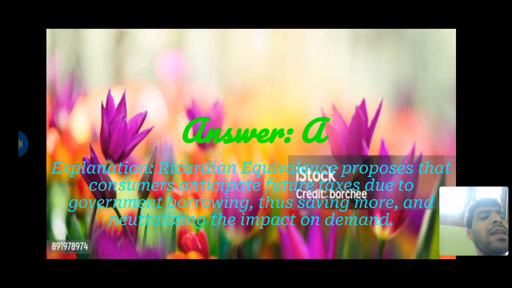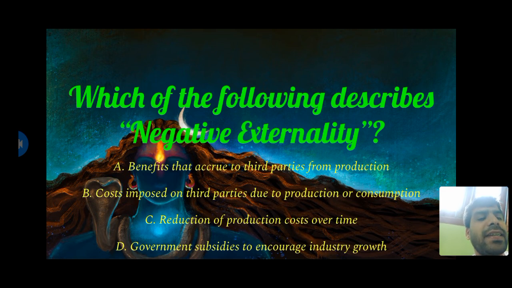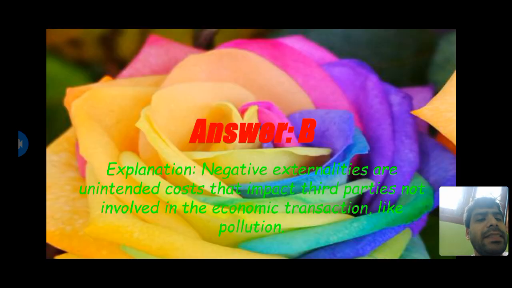impact on demand. The next question is, which of the following describes a negative externality? And the options are option A, the benefits that accrue to third parties from production. Option B, cost imposed on third parties due to production and consumption. Option C, reduction of production cost over time. And option D, government subsidy to increase industry growth. And the correct answer is option B. Negative externalities are unintended costs that impact third parties not involved in the economic transaction, like pollution.